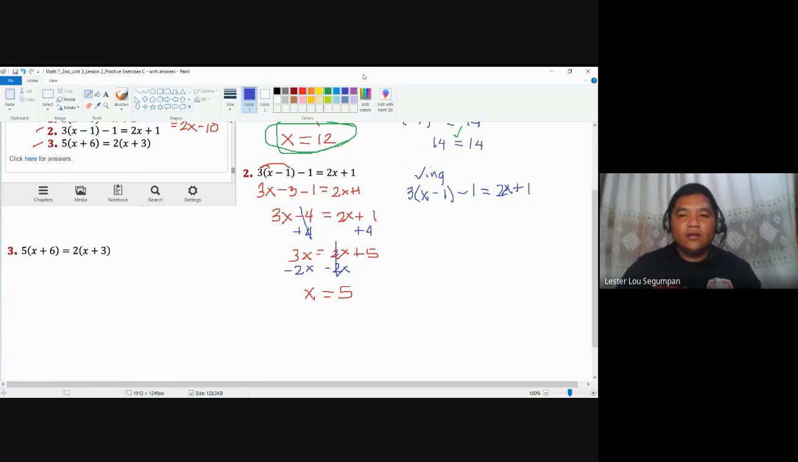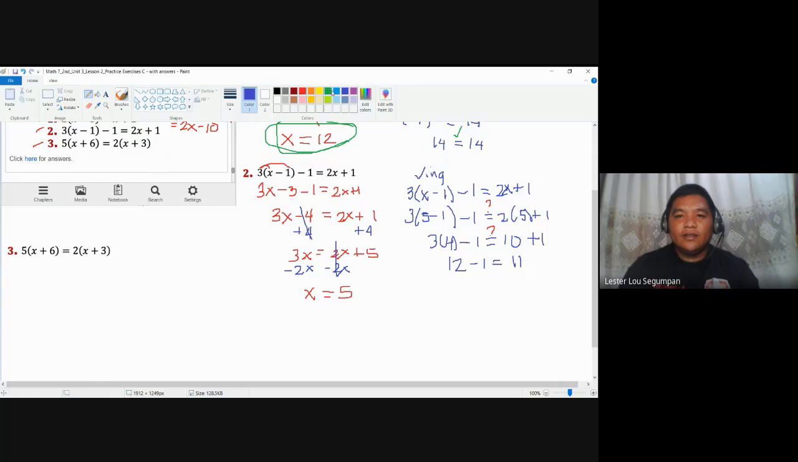Once substituted, we put question mark. 3 times the quantity 5 minus 1, here minus 1. The other side 2 times the quantity 5 plus 1. So GEMDAS allows us to do this first and then product before subtraction. GEMDAS. So 5 minus 1 is 4. So you have 3 times 4 minus 1. The other side, by the way, I forgot to place question mark. 2 times 5 is 10 plus 1. The other side, 3 times 4 is 12 minus 1. The other side is 11.